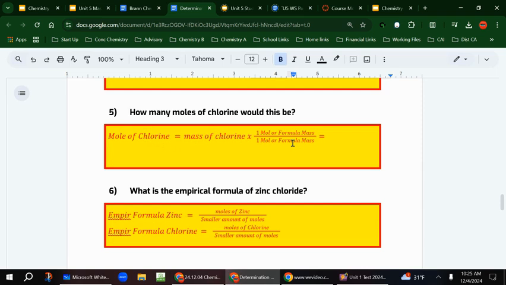Now, to find the empirical formula, you have to take the moles of zinc and the moles of chlorine and divide them by the smaller amount. Whichever one is the smaller number. Is it the moles of zinc or is it the moles of chlorine? You divide them both by whichever number is smaller. And that, ladies and gentlemen, will get you a ratio. 1 to something.